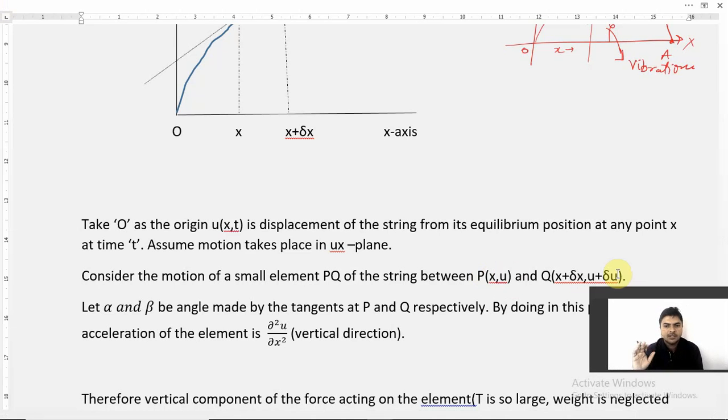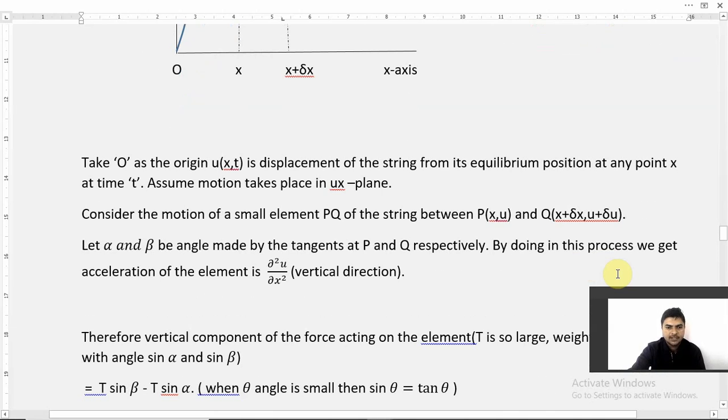So always remember, in a partial differential equation two independent variables must be there. So here I have taken x and t. Okay. So let alpha and beta be the angles made by the tangent at P and Q respectively. By doing this process, we get the acceleration of the element as dou square u upon dou t square, in the vertical direction.